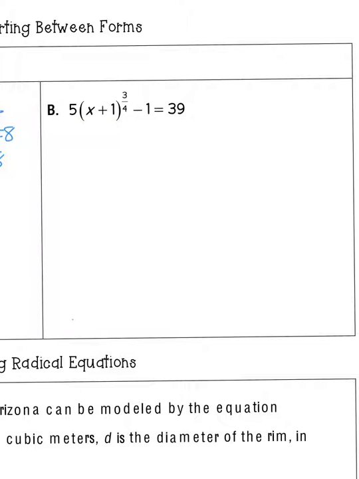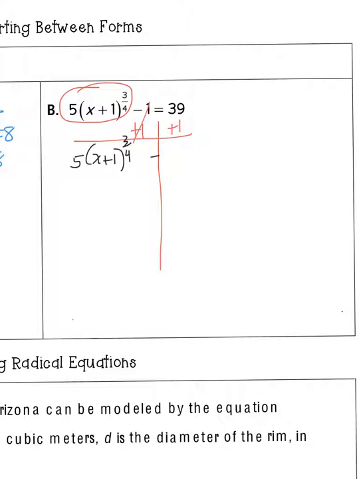Okay, so in order to isolate this, we're going to have to add 1. So I have 5 times x plus 1 raised to the 3/4 is equal to 40. Then we need to get rid of the 5 in front, so I'm going to divide by 5. And so now I have x plus 1 raised to the 3/4 is equal to 8.